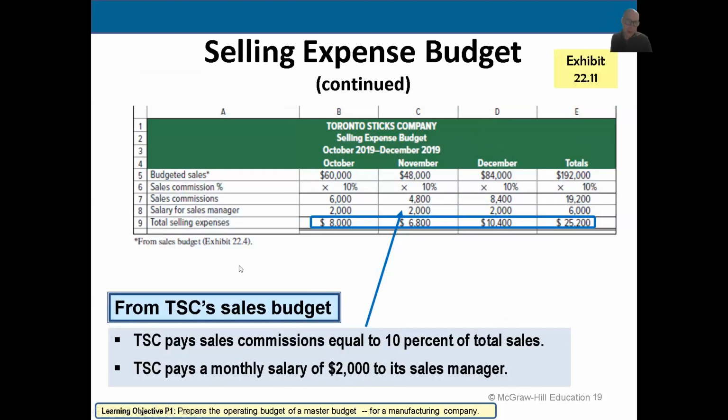As an example of that, I expect to sell $60,000 worth of hockey sticks in the month of October. With a 10% sales commission, that's commissions of $6,000 for the month. Plus the $2,000 salary for the manager is $8,000 total selling expenses for the month of October. I follow that same process for every single month.